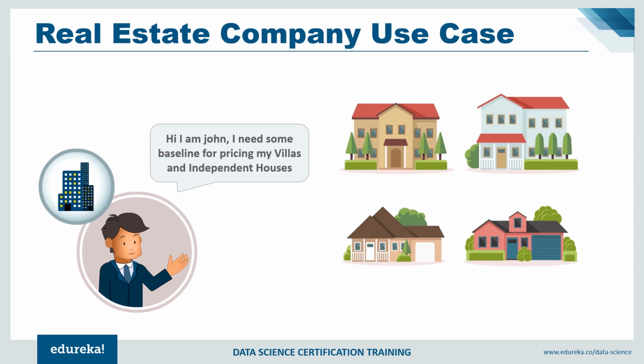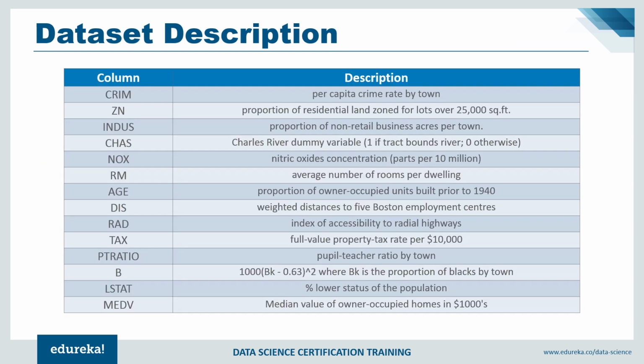So here we have the dataset description, which we're going to use. This dataset has different columns such as the crime rate per capita, which is CRIM. It has the proportion of residential land zoned for lots, the proportion of non-retail business, the river, the nitric oxide concentration, the average number of rooms, the proportion of owner-occupied units built prior to 1940, the distance to the 5 Boston employment centers, the index of accessibility to radial highways, and much more.